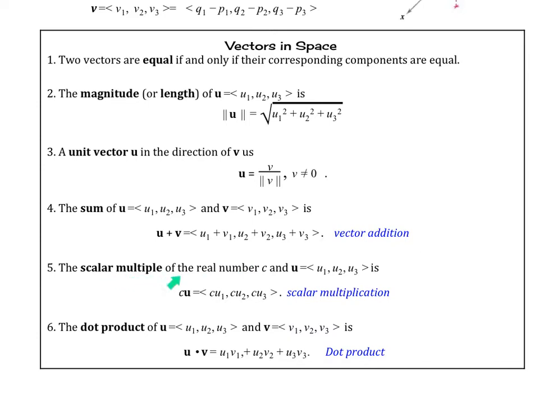The scalar multiple of the real number c and u, so notice that we just multiply each component there. And the dot product of u and v, so notice that you're going to multiply and then add them. So this is u sub 1 v sub 1 plus u sub 2 times v sub 2 plus u sub 3 times v sub 3.